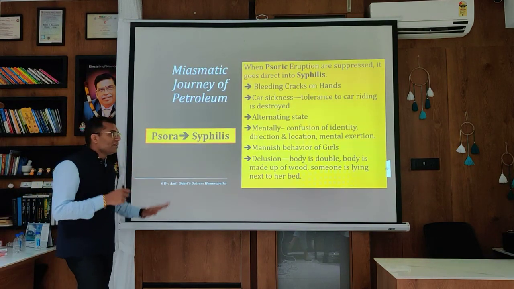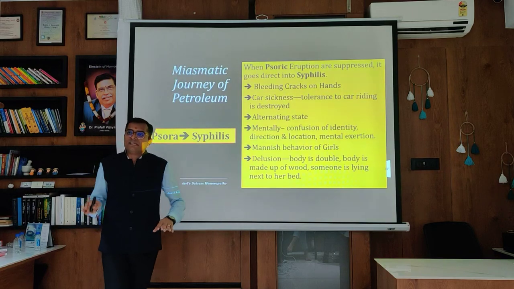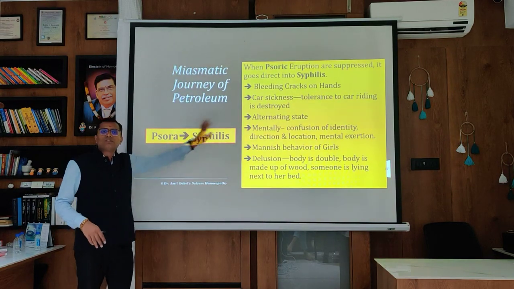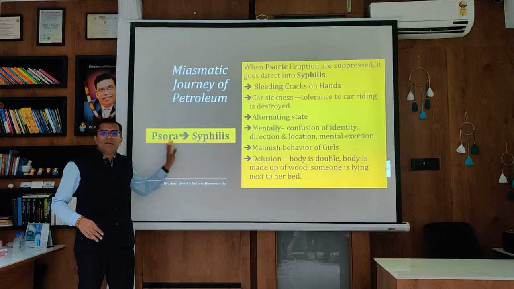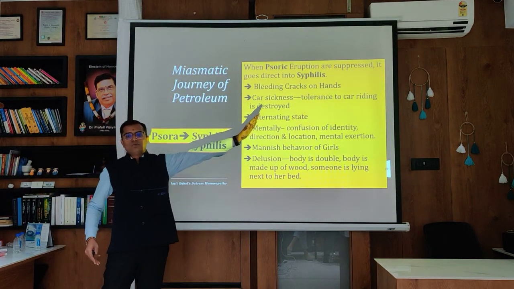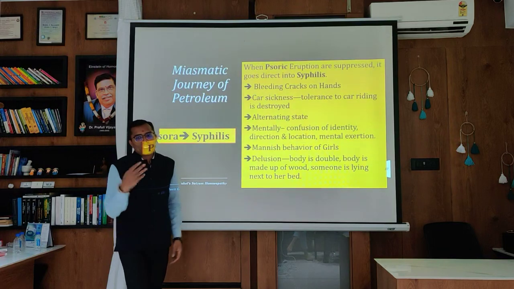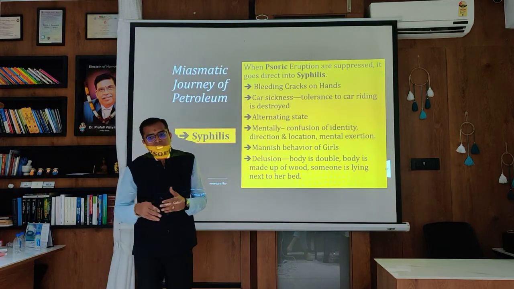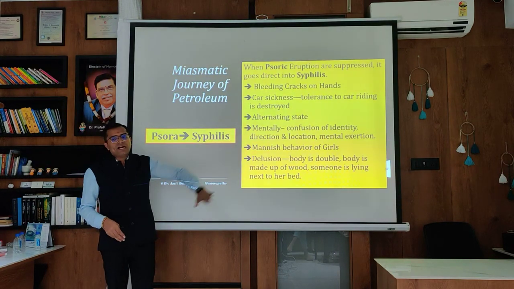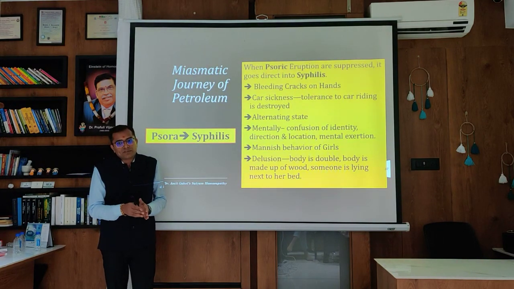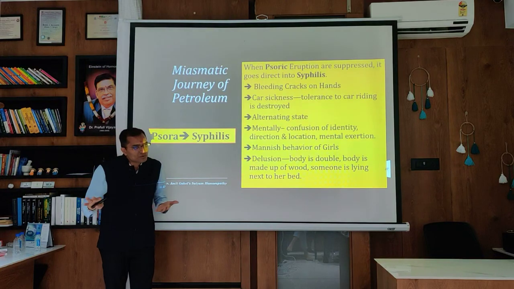Always. Because in a carbon miasmatic journey, psora goes into psychosis over a long-standing period, whereas in petroleum, psora directly goes to syphilis. What happens when a psoric eruption gets suppressed? It goes directly into syphilis. So it starts bleeding, cracks in the hand, car sickness. So car sickness is because of intolerance to the car; the riding is destroyed.